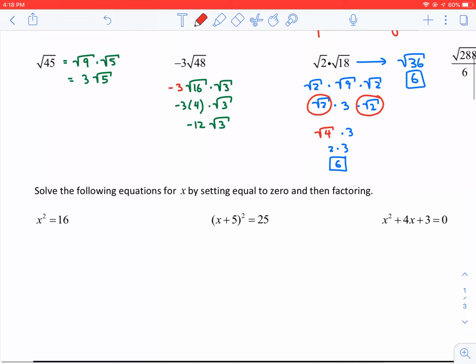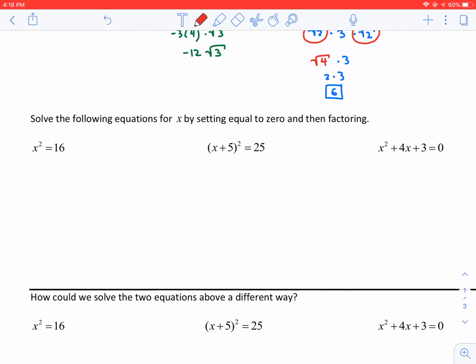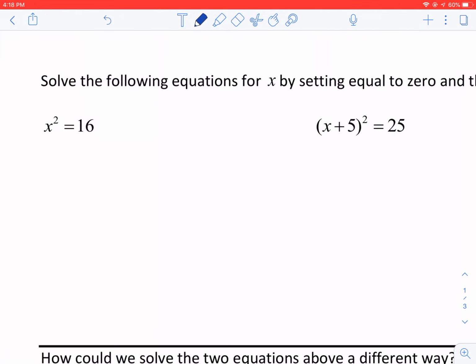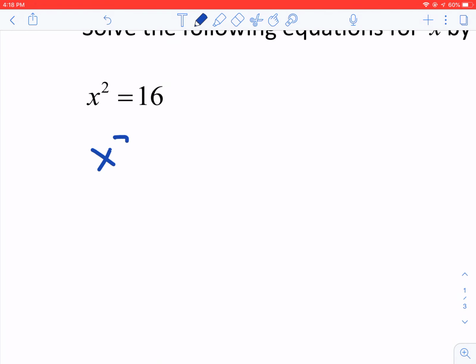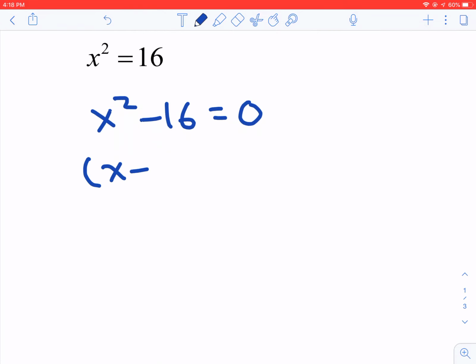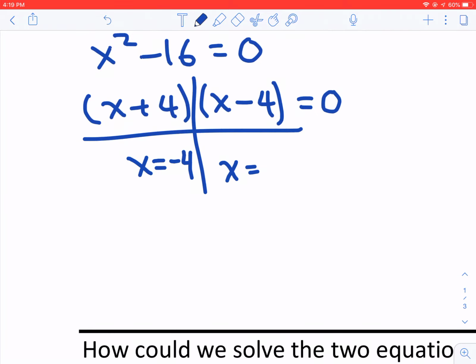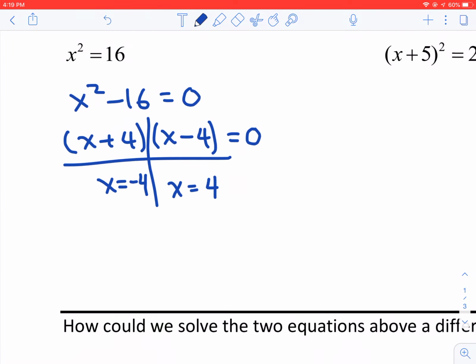Alright, also as part of our warm-up, just solving these equations for x by setting equal to 0 and then factoring using the zero product property. So I just want to do these real quick. Subtract 16 on both sides. That's a difference of 2 perfect squares. And when we're solving, we want solutions for x. So when we tee it off here, we're going to get x equals -4 and x equals +4.